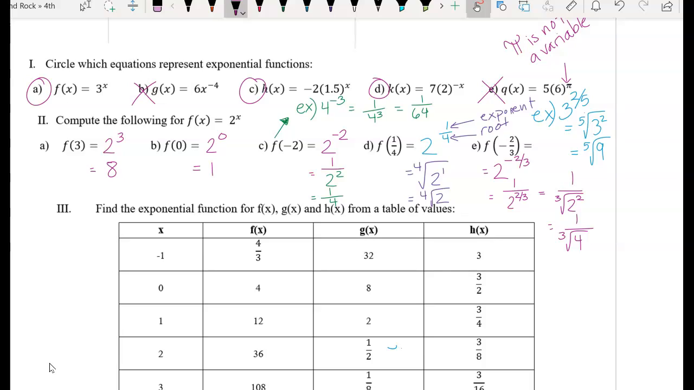Is it always 1 over? Always. So can there be a situation where it's not 1 over? When the base is a fraction. Okay. What would that look like?